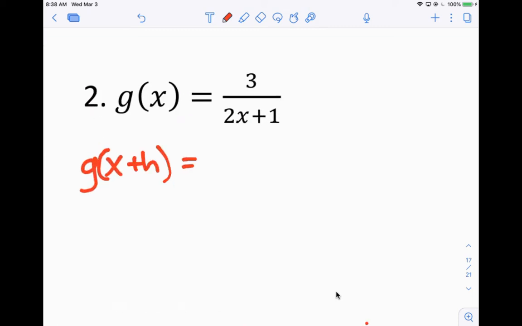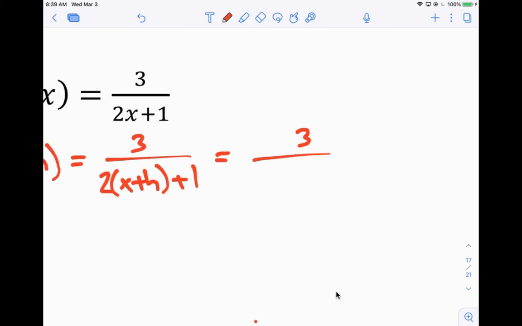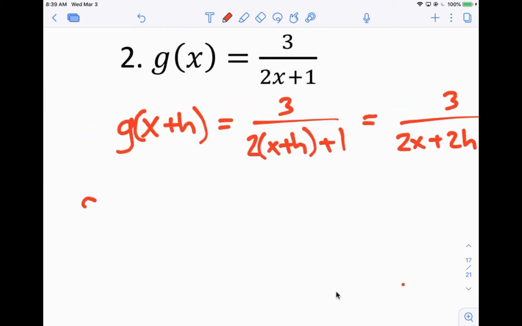So 3, this one's not too bad. The only thing that changes is here in the denominator. You can add an h there. And then you've got 3 over 2x plus 2h plus 1. But again, we don't see a lot of like terms. All right, so now we're going to take that new guy and subtract g of x.